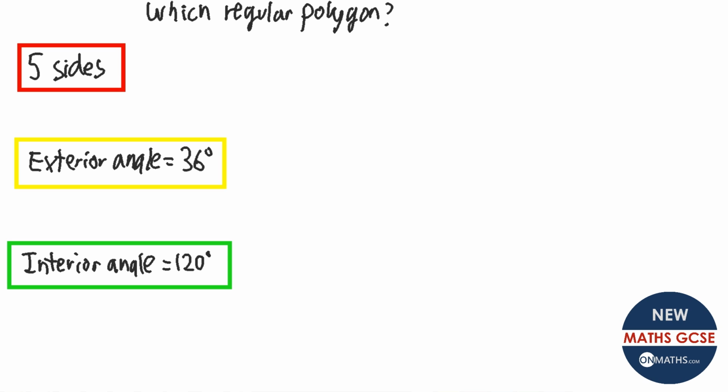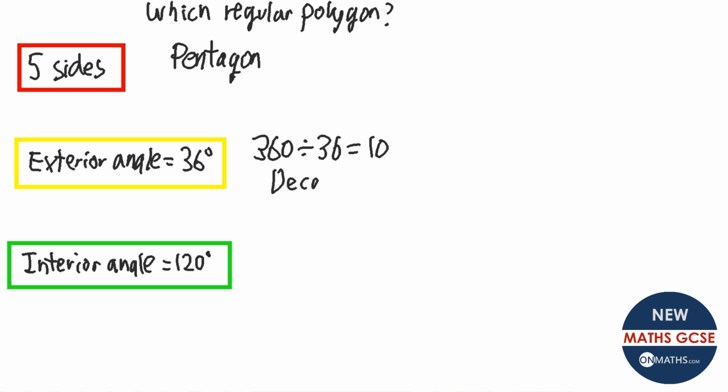Okay, have a go. Okay, so we've got 5 sides, and that is called a pentagon. Just got to know it. If you're a fan of American government, then you'll probably know what that is. Okay, exterior angle equals 36, so all exterior angles always add up to 360. So I don't need a calculator for this one, it's just going to be 10. So that's going to be a decagon.